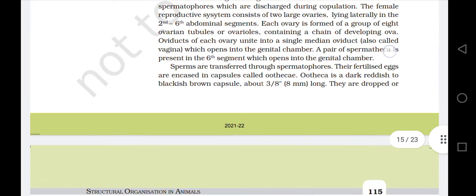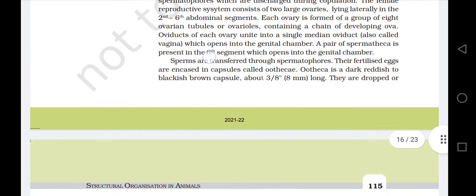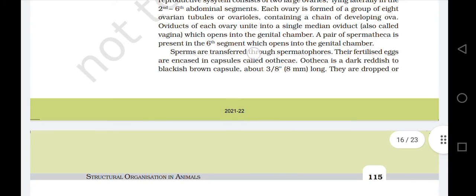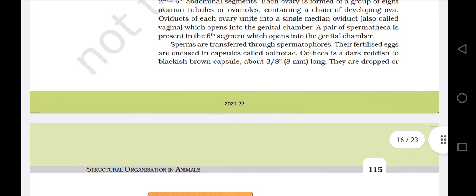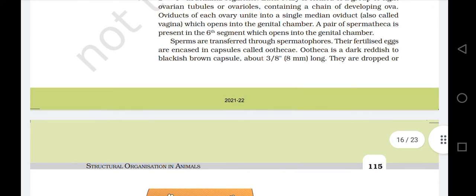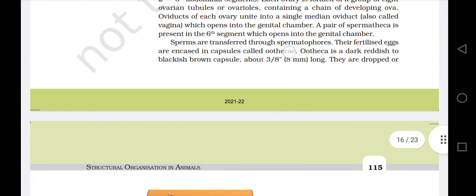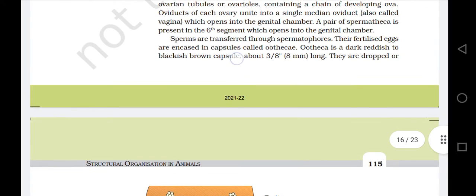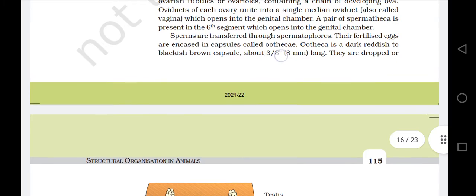A pair of spermathecae is present in the sixth segment, which opens into the genital chamber. Sperms are transferred through the spermatophores. Their fertilized eggs are encased in a capsule called ootheca. The ootheca is a dark reddish to blackish brown capsule about 3/8 inch, nearly 8 millimeters long.